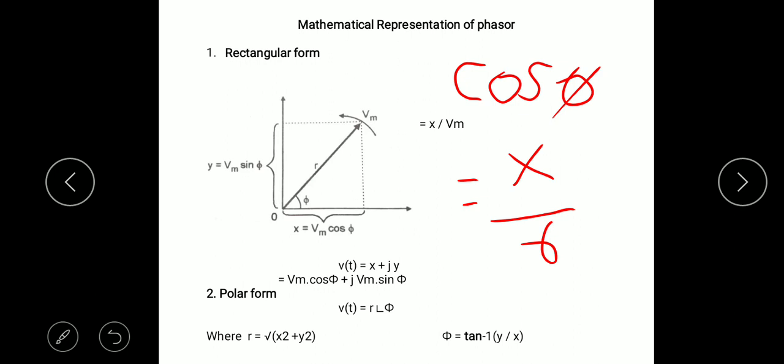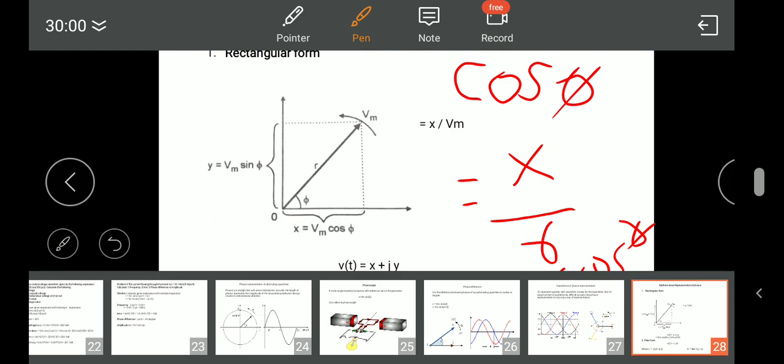Then what will be the value of x? If we take the denominator r to the left hand side, it becomes a multiplier. Here it is the divider, on the left hand side it becomes the multiplier. So what will be the value of x? x is equal to r cos theta. Okay, so x equals r cos theta.